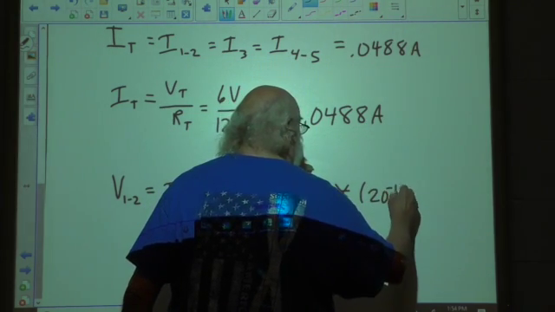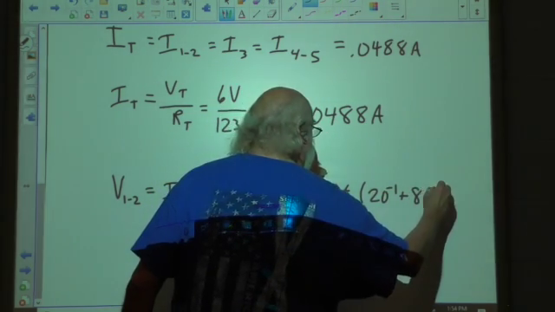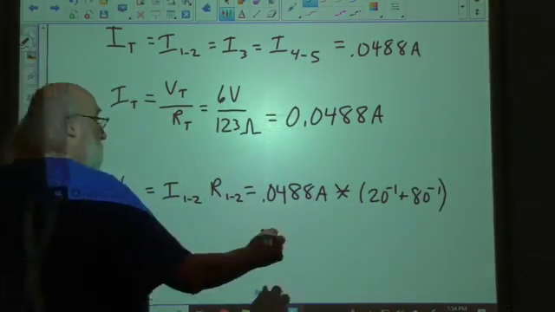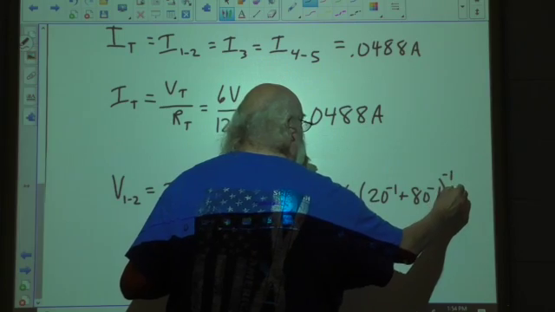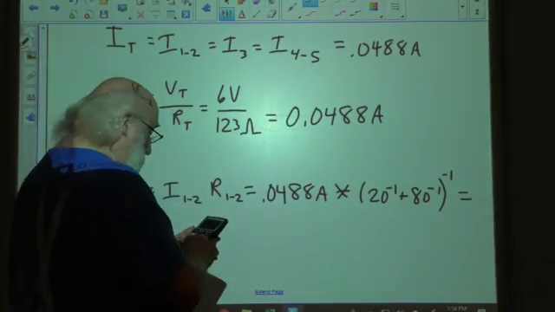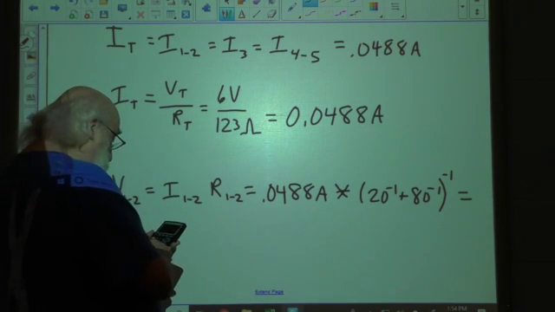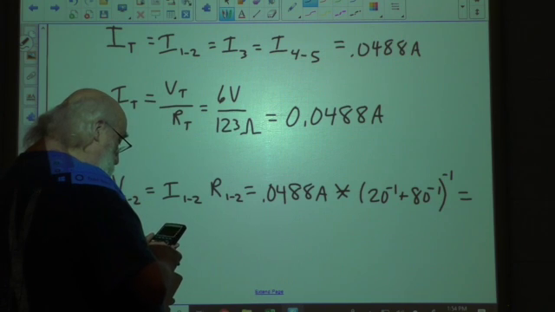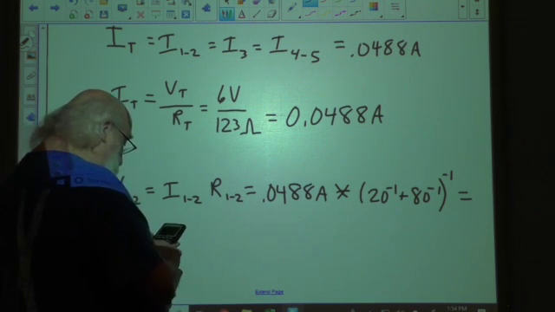20 to the negative 1 plus 80 to the negative 1. I'll put that answer just above there. I don't really have to do it, that one times negative 1 power, but I'll go ahead and put that value up there. 20 negative 1 plus 80 negative 1, close parentheses negative 1.